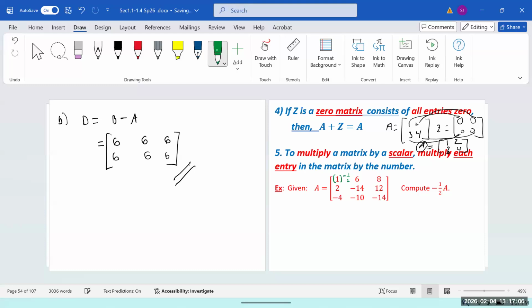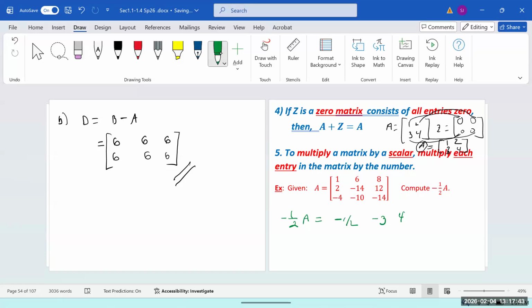So negative 1/2 of 1, negative 1/2 of 6, negative 1/2 of 8. You're going to do that to every element. So negative 1/2 of A: negative 1/2 of 1 is negative half. Then negative half of 6 is negative 3. Negative half of 8 is negative 4. Let me erase this so that you can see clearly.